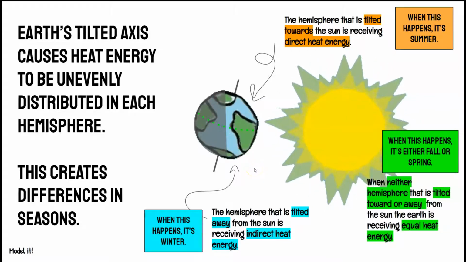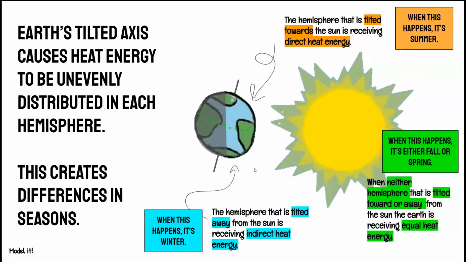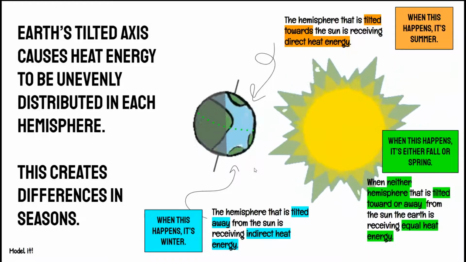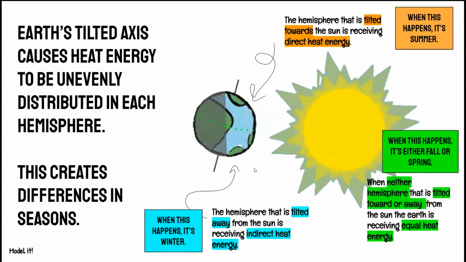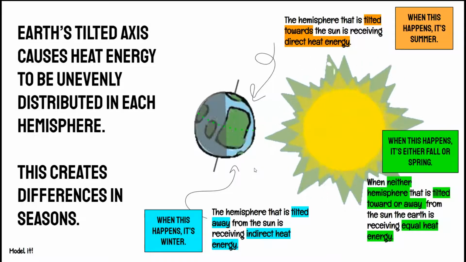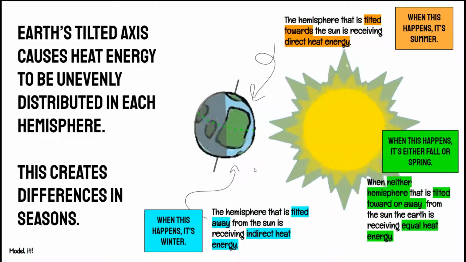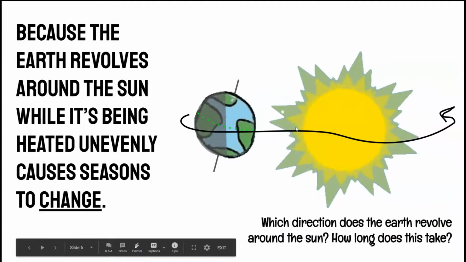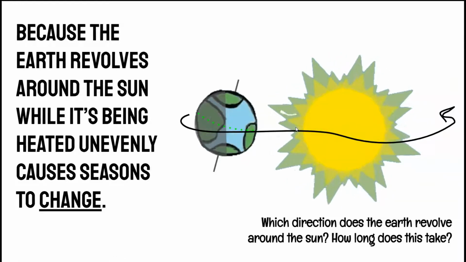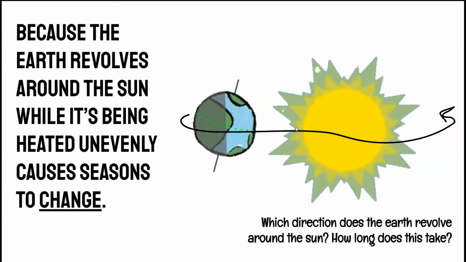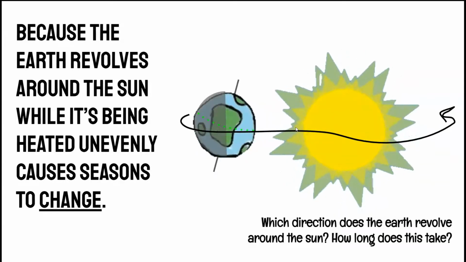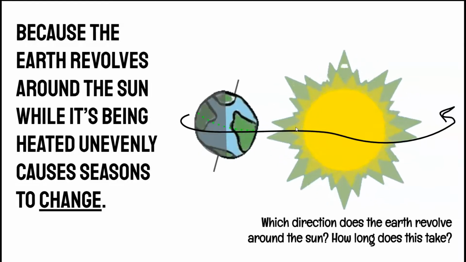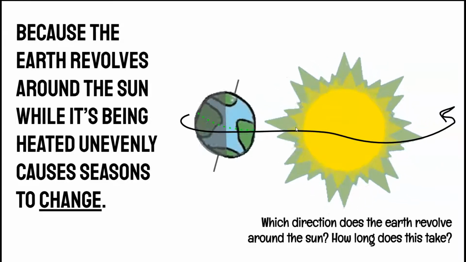Now, there are points in the revolution around the sun where the Earth is not tilted towards or away from the sun. And at those points, the Earth is receiving equal amounts of heat energy across the hemispheres. And during those points, fall and spring are happening. Now, because the Earth revolves around the sun while it's being heated unevenly, this causes seasons to change. So if Earth didn't move around the sun, but it was still tilted, we would just be stuck in one season all year long. But because it moves, we experience changing seasons. So we go from summer to fall to winter to spring and so on.